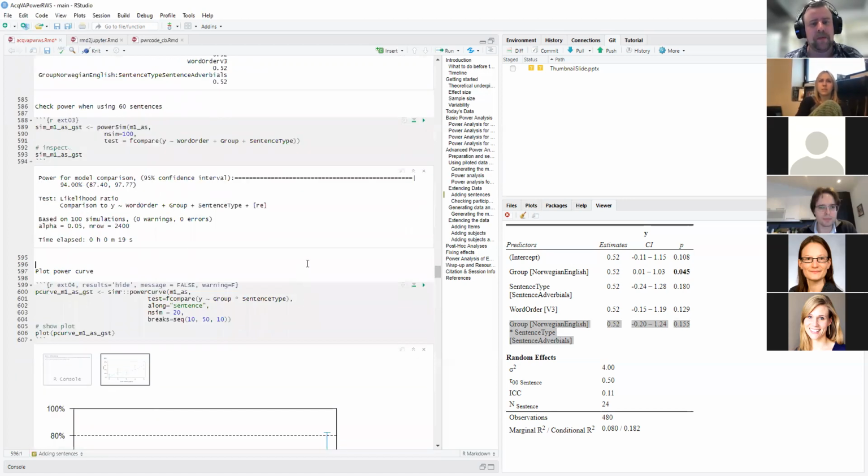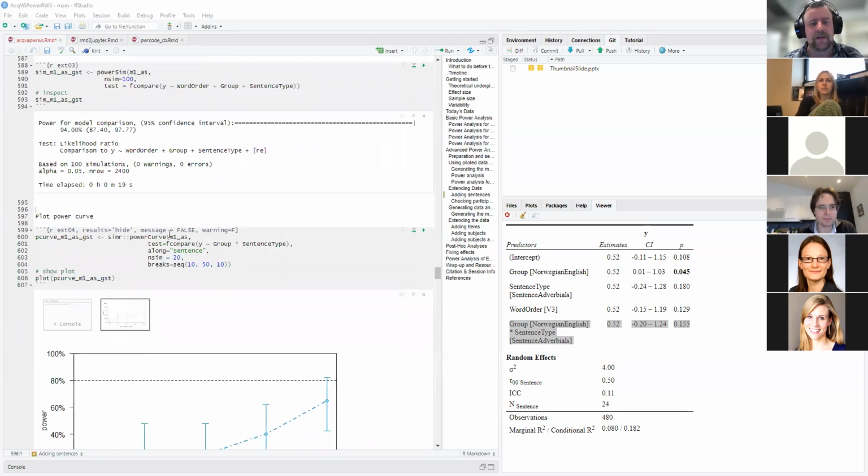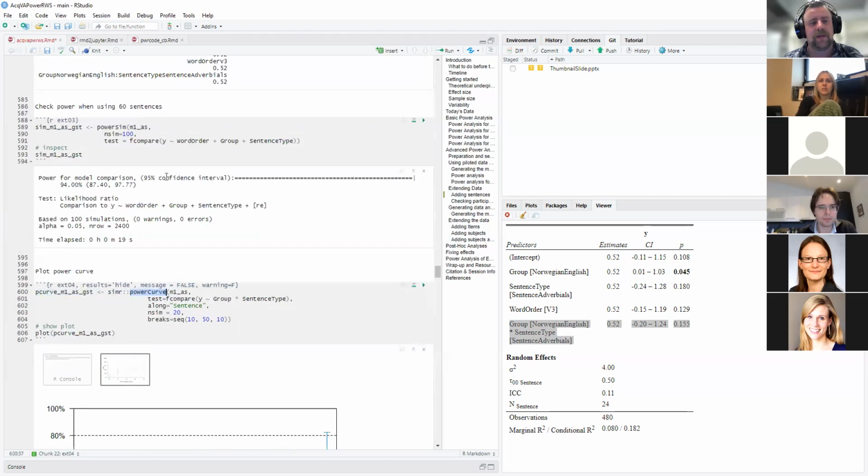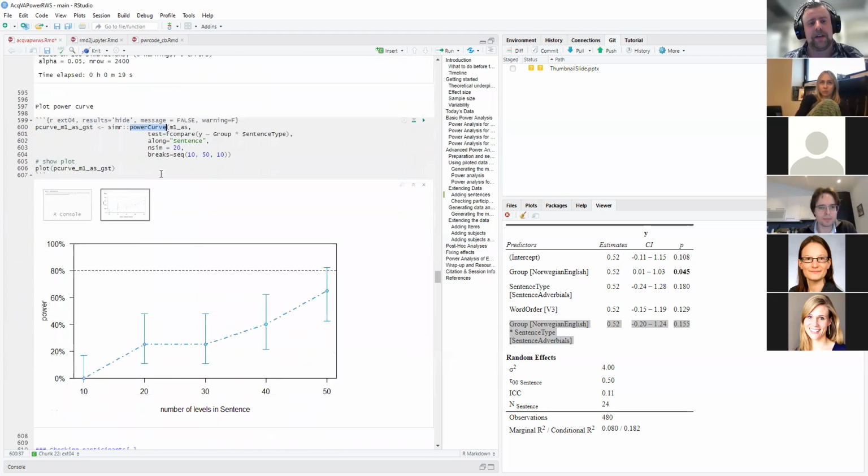Okay, now there's something that's very handy. Namely, you can also create a power curve. And the advantage of a power curve is that you don't need to do this iteratively, right? You can also say, okay, show me the power with the confidence interval for 10 to 50 sentences, right?